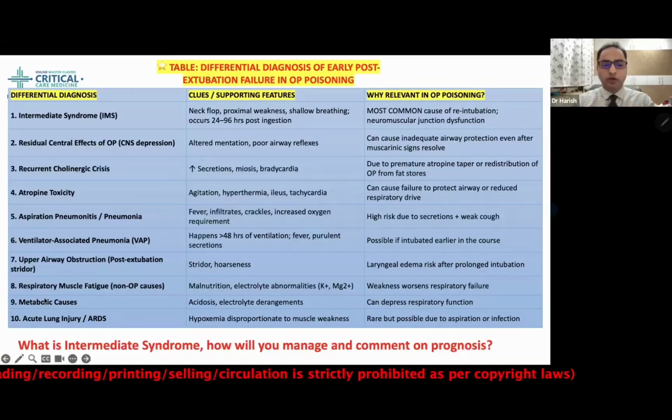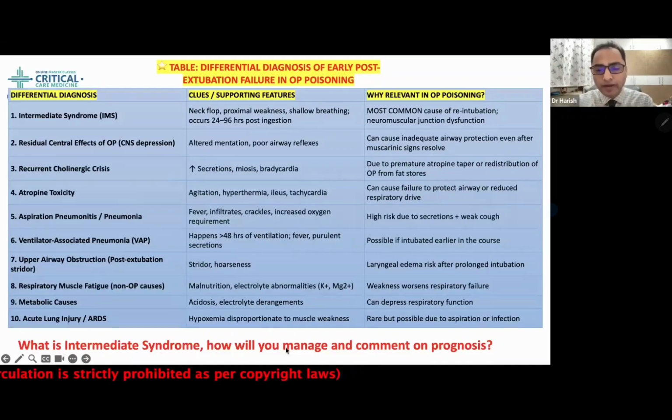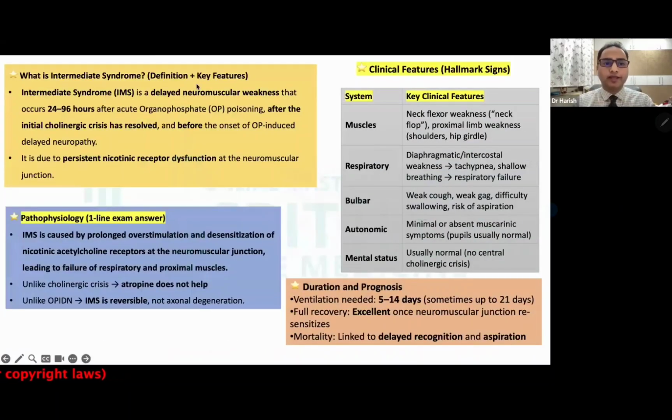So next your important Viva question. What is intermediate syndrome? How will you manage and comment on the prognosis when patient is having an intermediate syndrome? What exactly is the intermediate syndrome? So IMS, that is intermediate syndrome, is a delayed neuromuscular weakness that occurs typically 24 to 96 hours after OP poisoning, after the initial cholinergic crisis has resolved and before the onset of OP-induced delayed neuropathy.